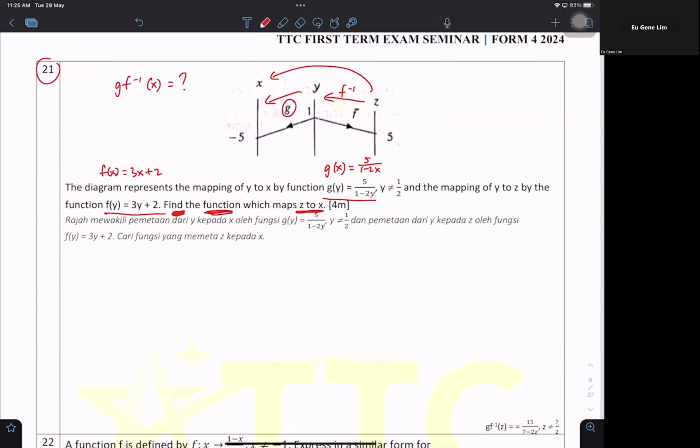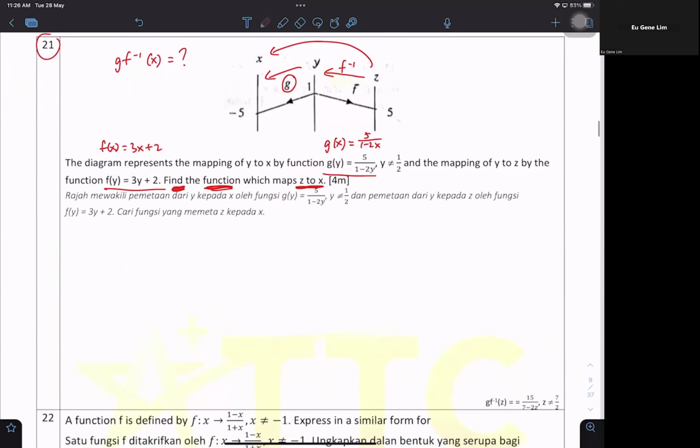Understand? Okay, but before we start doing this, what should we do first? Yes, very good. You need to find out what is the F inverse. Because you don't have F inverse, you only have original F. If you don't have inverse, how can you do the G F inverse, right? So you must find out the F inverse first. Okay, so let's do it.